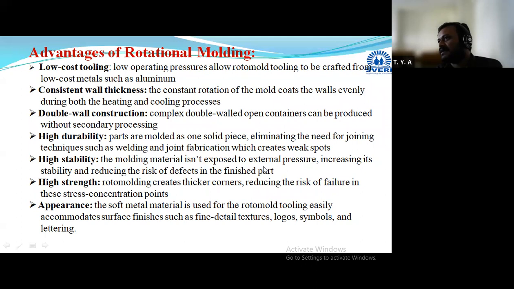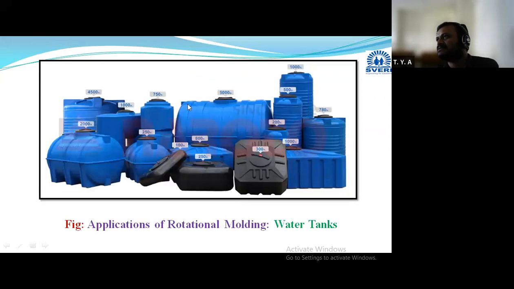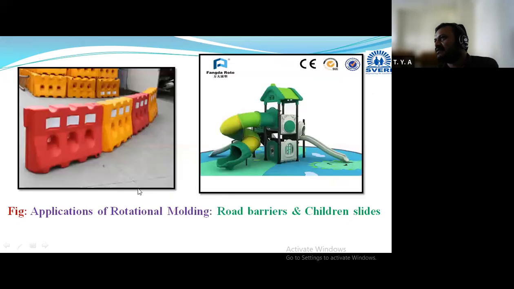Then appearance. Okay, you can see that the surface finish is very good. Whichever storage tanks, pallets or crates we are using have a very fine surface finish. I will show you some examples. Whichever storage tanks are there, then you may have seen road barriers. Means the surface finish is very smooth, the appearance is very attractive, and it is one of the advantages. So these are some children's slides in gardens. We are seeing this. Okay.